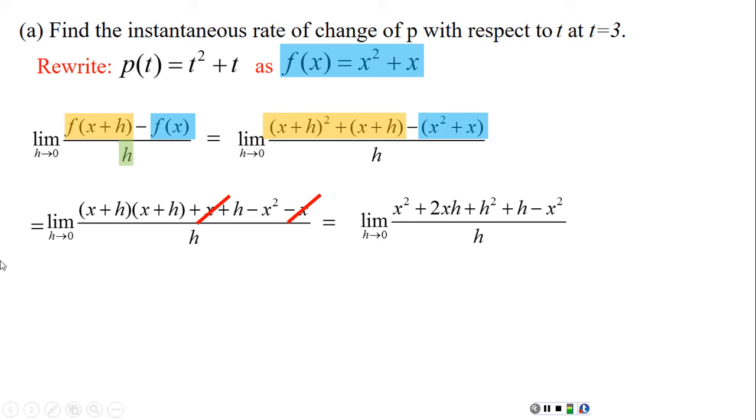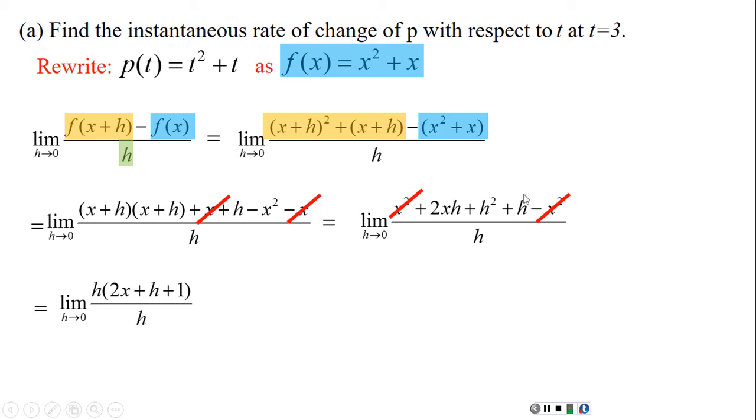So right here, my x squared and my negative x squared cancel. So the only thing I have left in the numerator are my terms that have an h in it. That means so far things are going well for me. That means I can take an h out of each of these. I'm going to factor an h out of each of these. So I pull an h out of each. This one, when I pull an h out, it left me with 2x. Here, when I pulled an h out, it left me with h.